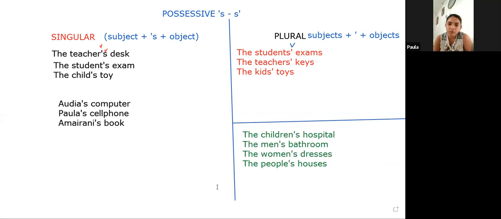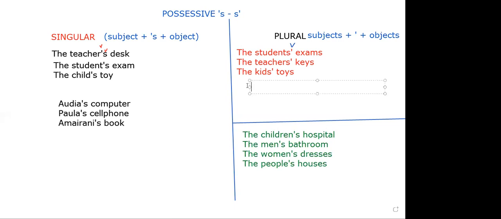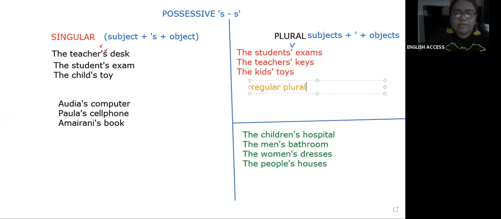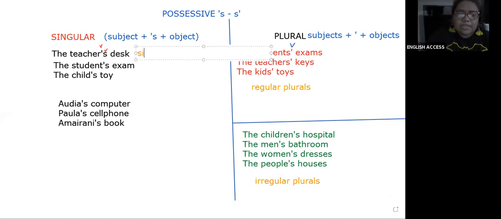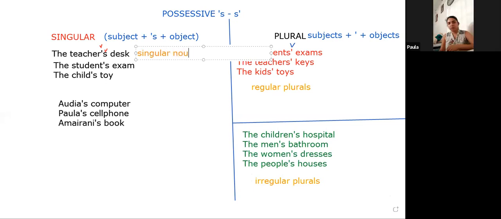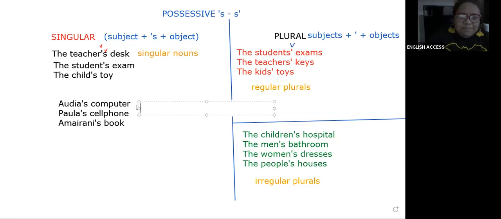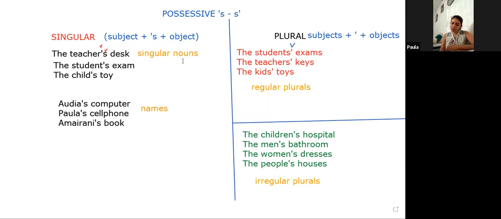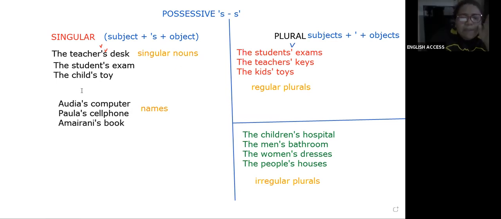Remember, these are regular plurals, and these are irregular plurals. These are singular nouns. And these are names. Like that. Singular nouns and names, we have to add apostrophe S. Plural nouns, regular plural, only apostrophe after the S. Irregular plural, apostrophe S. Okay, muy bien.